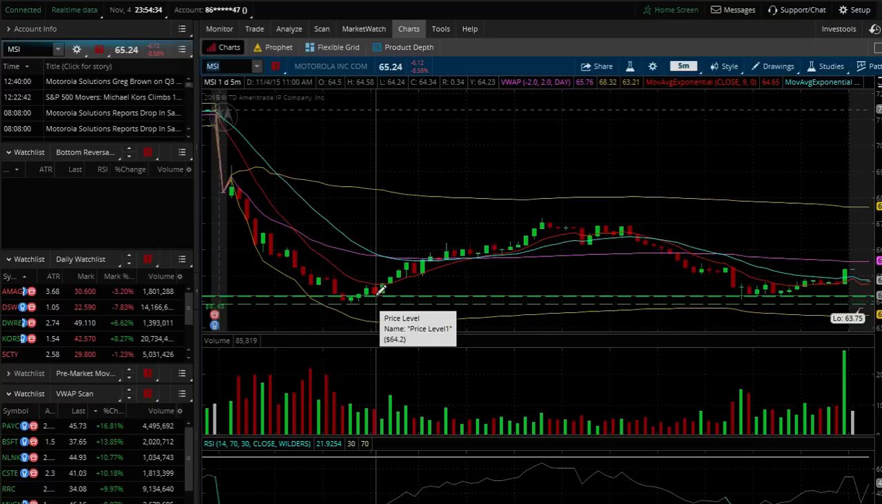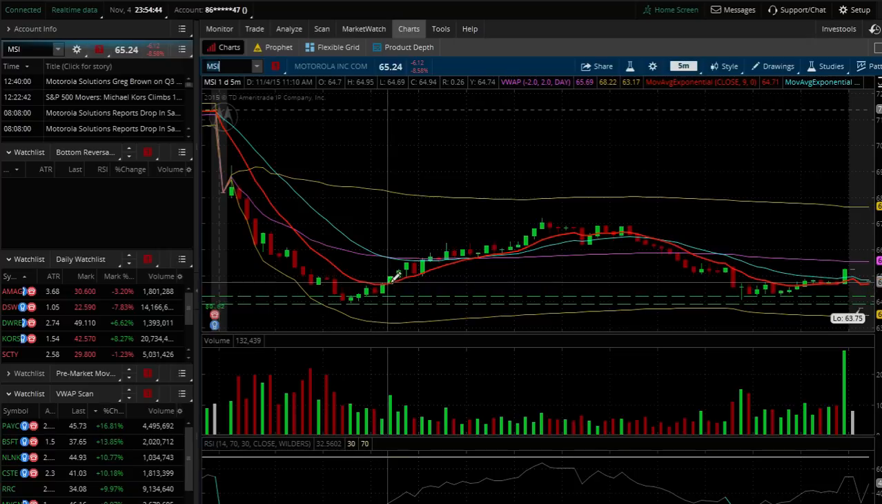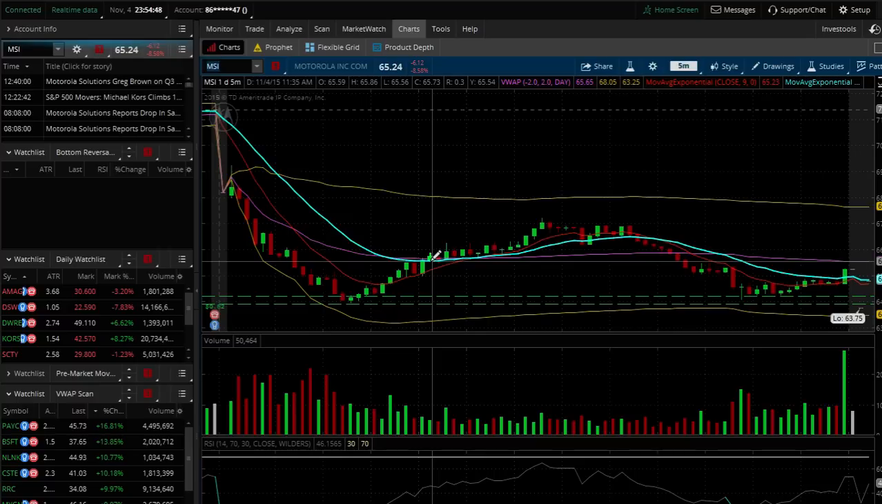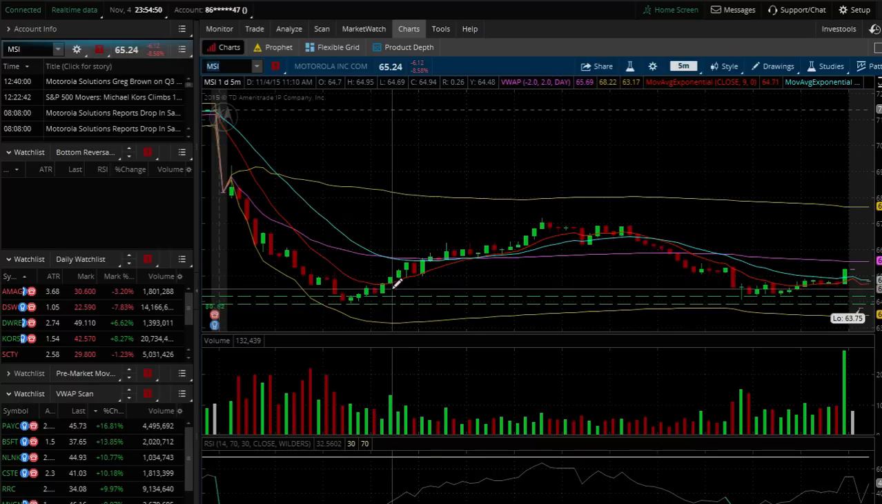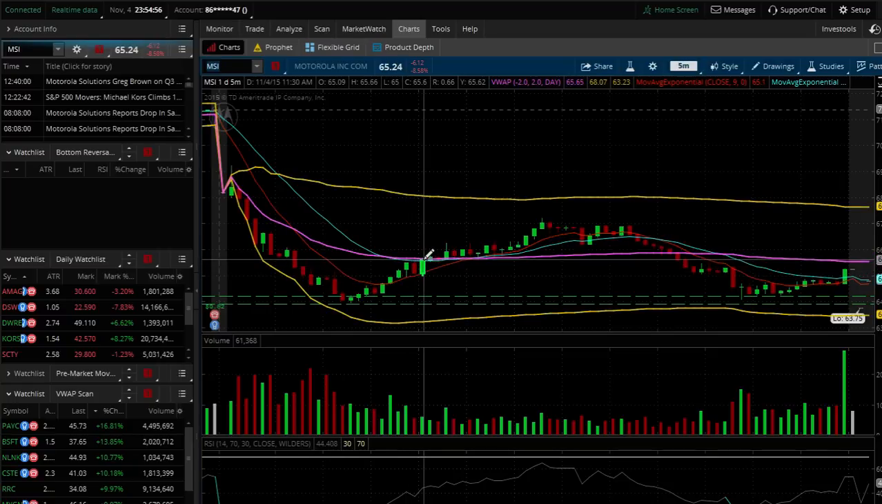Watch it come back, test support again. This time it tested this support. And then it moved up. Well, right here, the 9 is too close. So I'm going to wait for it to clear the 9 and ride the 9 up to the VWAP. As long as this doesn't close below the 9, I'm in the trade. And I'm going to take it, profit target up here.